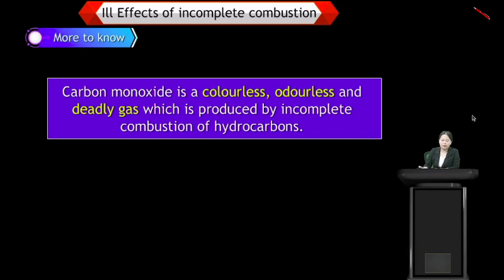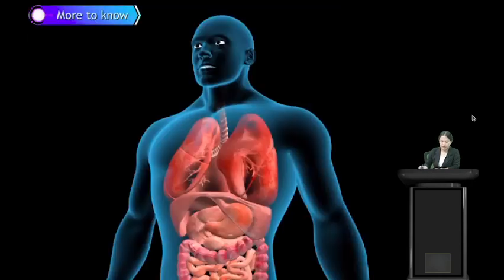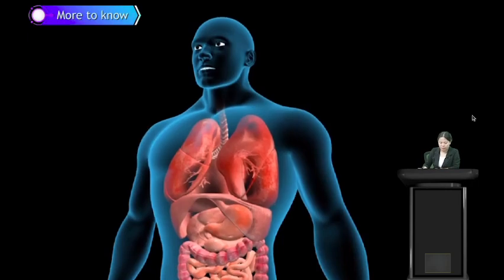Carbon monoxide is a colorless, odorless, and deadly gas which is produced by incomplete combustion of hydrocarbons. When there is incomplete combustion, carbon monoxide is released into the air instead of carbon dioxide. This carbon monoxide is dangerous to us. So let us see. This is our human body.